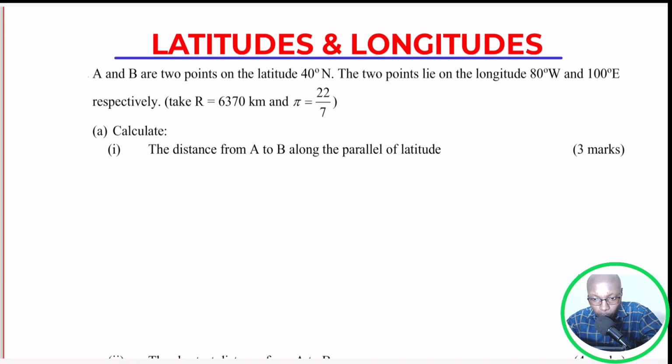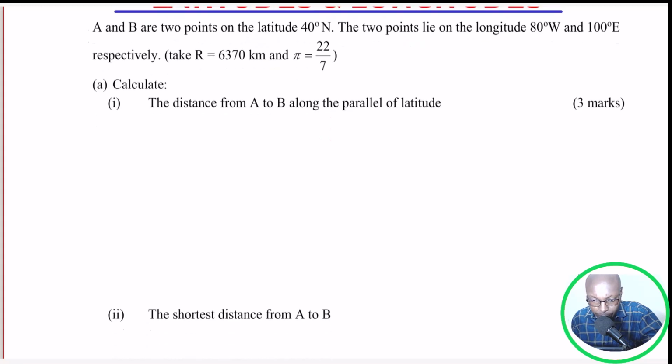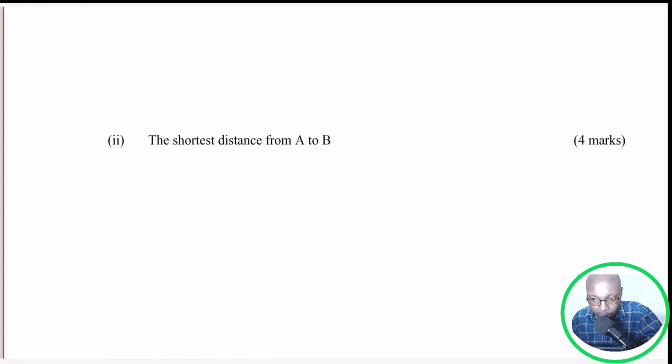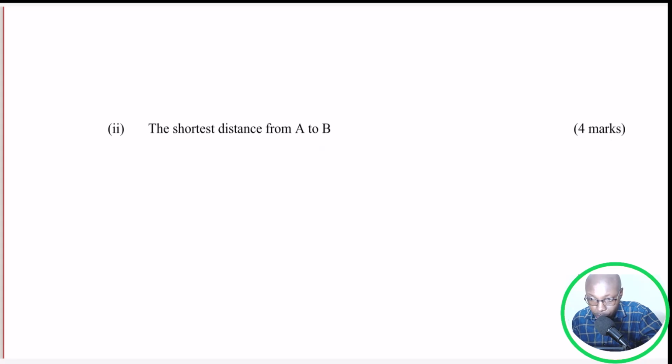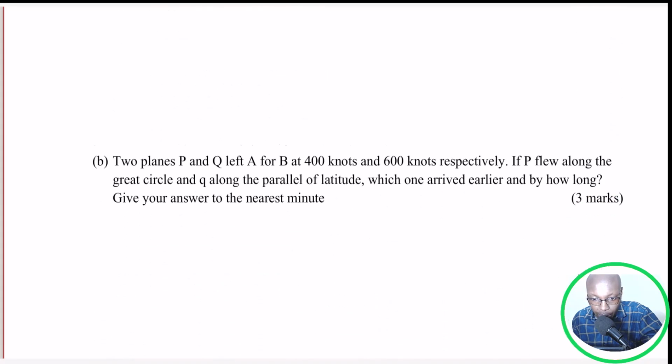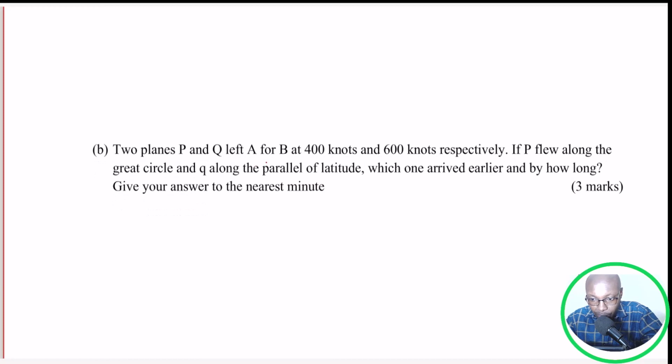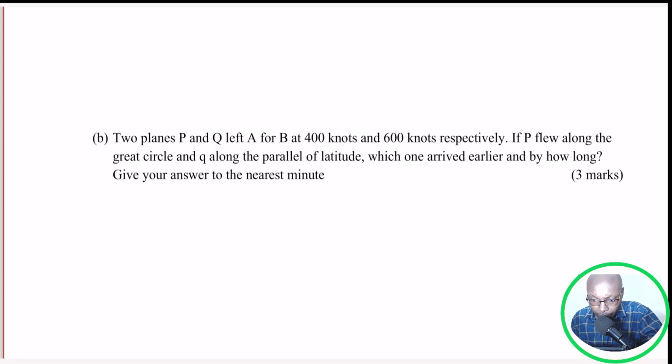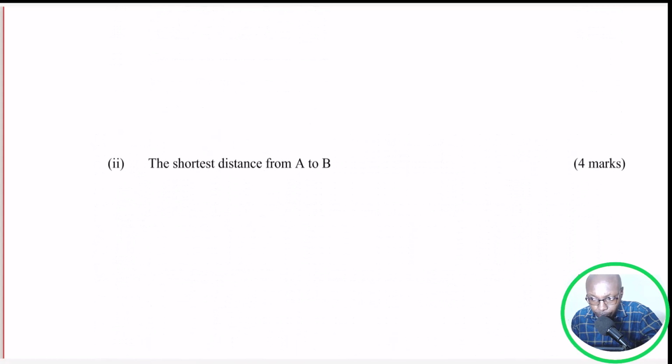A. Calculate 1. The distance from A to B along the parallel of latitude, 3 marks. 2. The shortest distance from A to B, 4 marks. And part B, 2 planes P and Q left A for B at 400 knots and 600 knots respectively. If P flew along the great circle and Q along the parallel of latitude, which one arrived earlier and by how long? Give your answer to the nearest minute, 3 marks. So those are the questions.